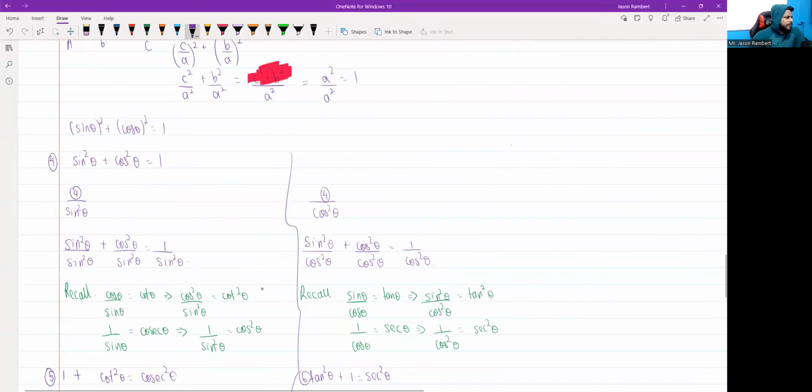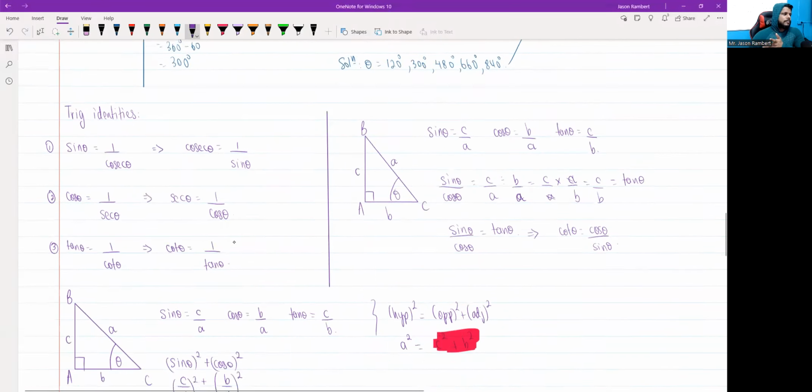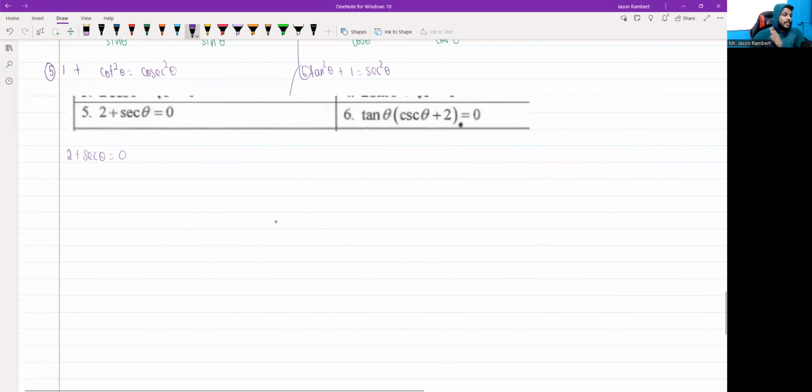So if I go back up, I see that our sec has a relationship with cosine. So sec theta is 1 over cosine theta. So I recall that sec theta is equal to 1 over cosine theta. So I'll have 2 plus 1 over cosine theta is equal to 0. 1 over cosine theta is equal to -2.